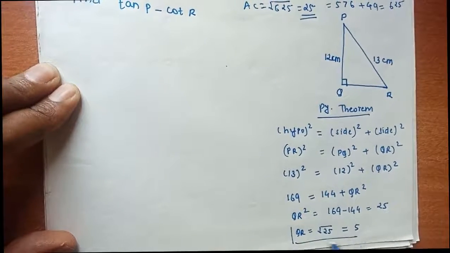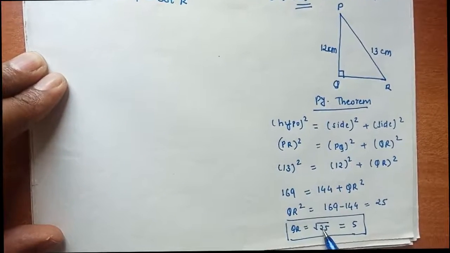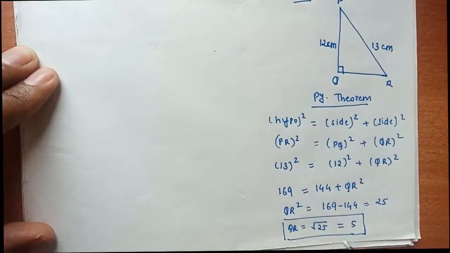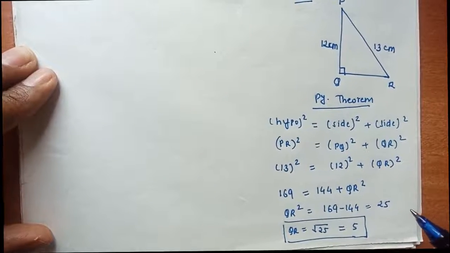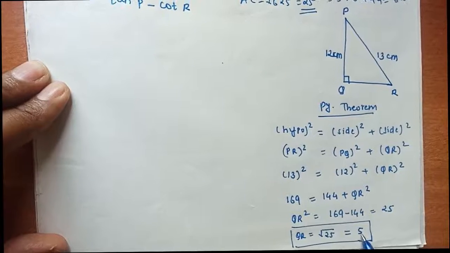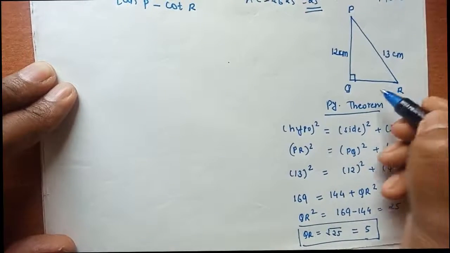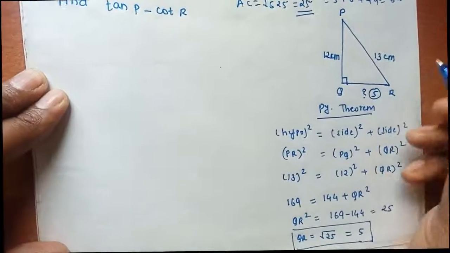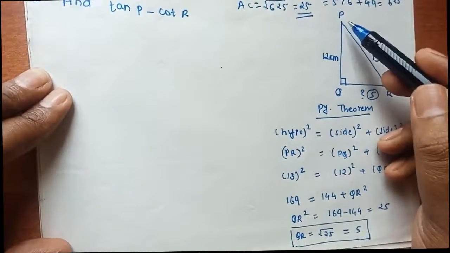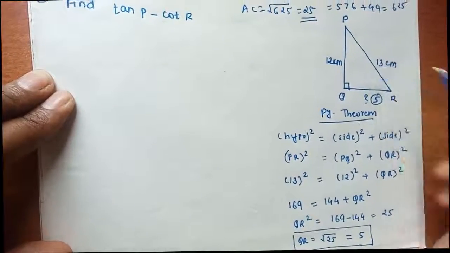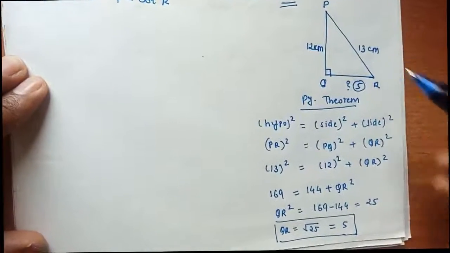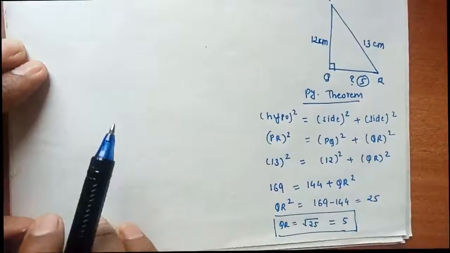How to find the square root? Now check here, this 25 is 5 into 5. So inside the square root it will be 5 into 5. Out of these two numbers, just take one number out of the square root sign. So that is nothing but 5. So QR is equal to 5. So once I know the QR value, then as usual we now know all the three sides of the triangle. PQ is 12 centimeter, PR is 13 centimeter, and QR is 5 centimeter.